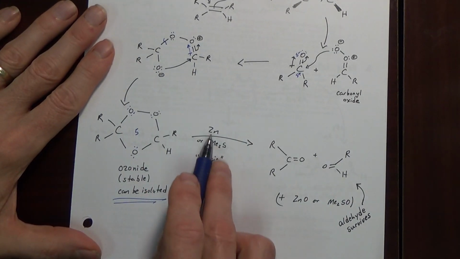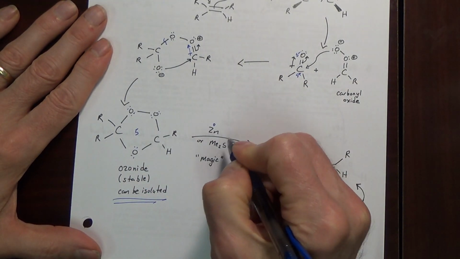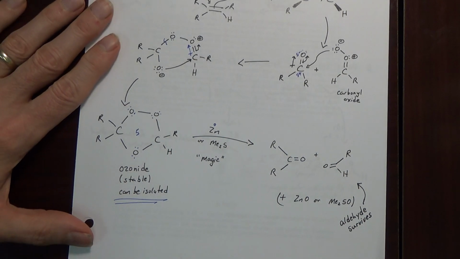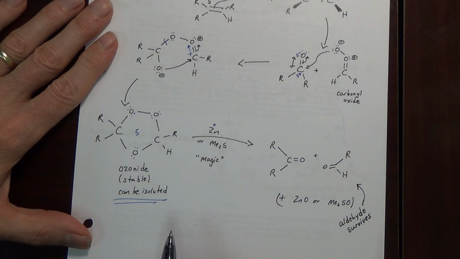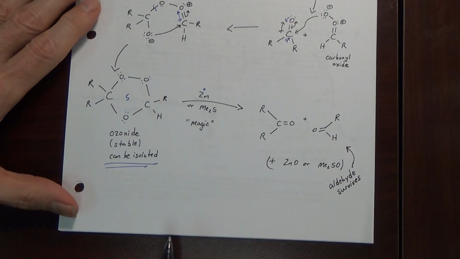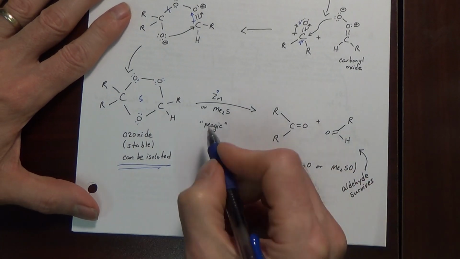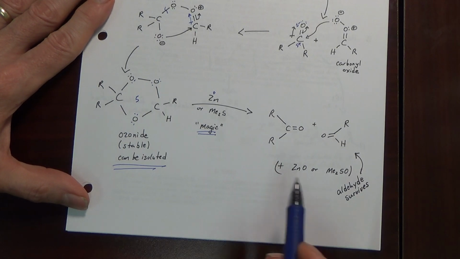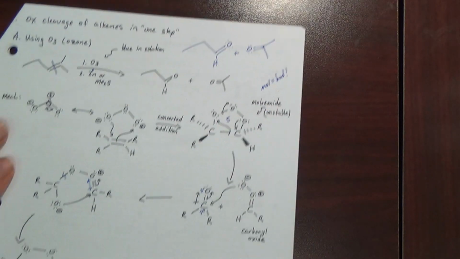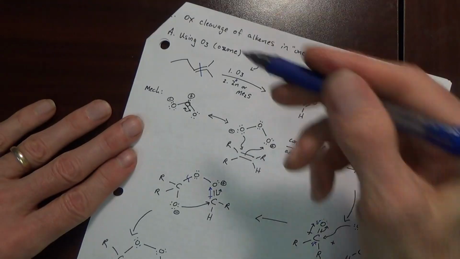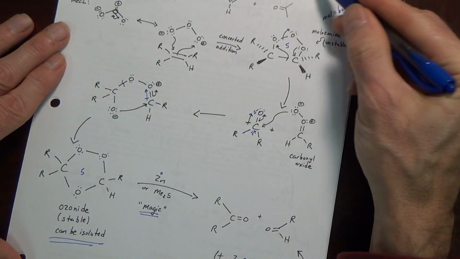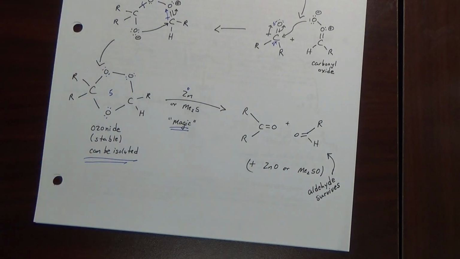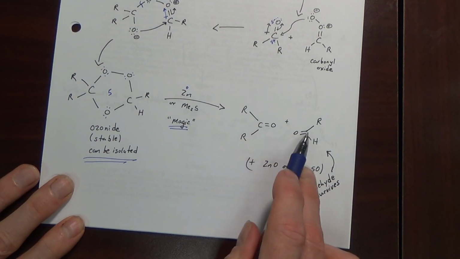Now we come in with either zinc metal or dimethyl sulfide. Okay. Both of these are reducing agents. And it works its magic. We're not going to look at this mechanism. And we end up with the 2 products we said we would get. Okay, 2 carbonyls, where we just cleaved, each carbon became a carbonyl. 2 oxygens remaining in the organics.